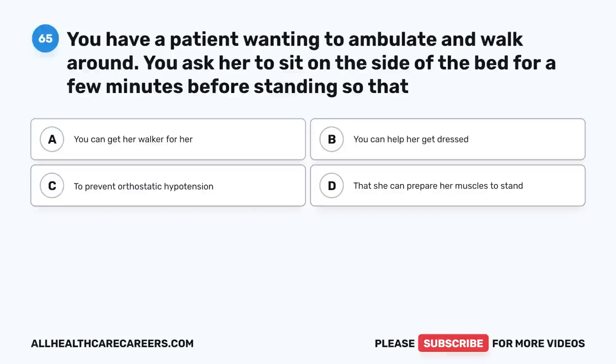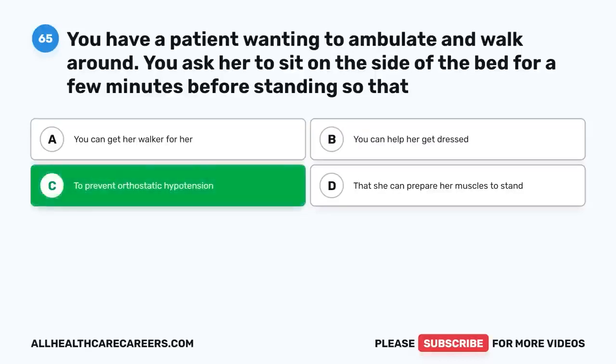B. You can help her get dressed. C. To prevent orthostatic hypotension. D. That she can prepare her muscles to stand. The correct answer is C, to prevent orthostatic hypotension.